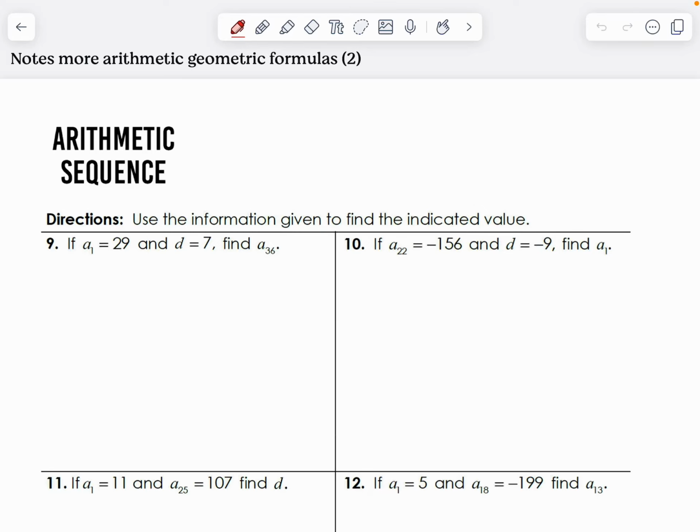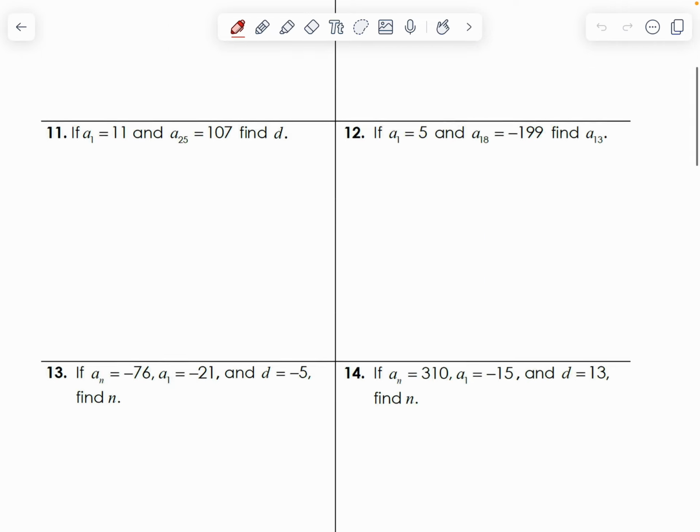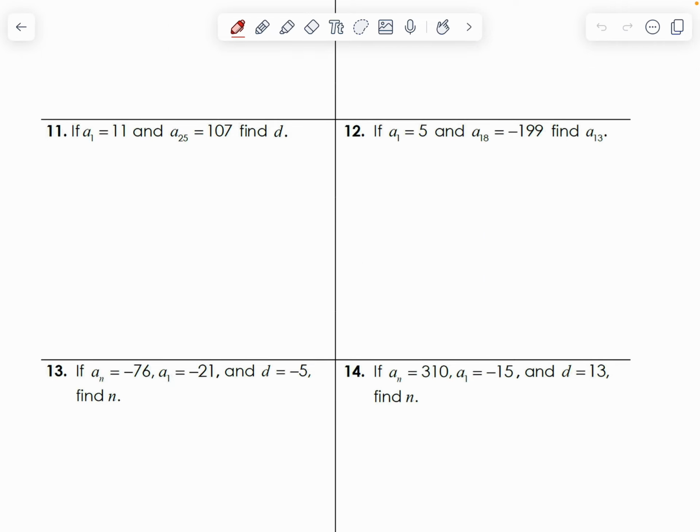All right, good morning. We're going to go ahead and get started on these different examples. And in the end, we are trying to find whatever it's telling us to. Most often, it's going to be an indicated value, like a term value, like in the first one, a sub 36. Or we might find the common difference given some information.